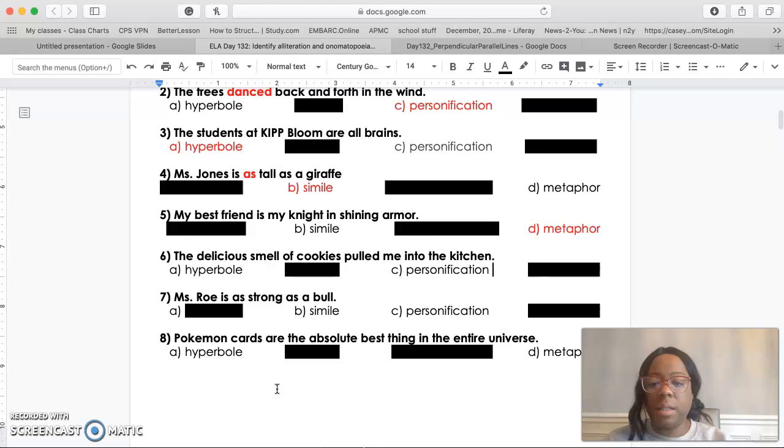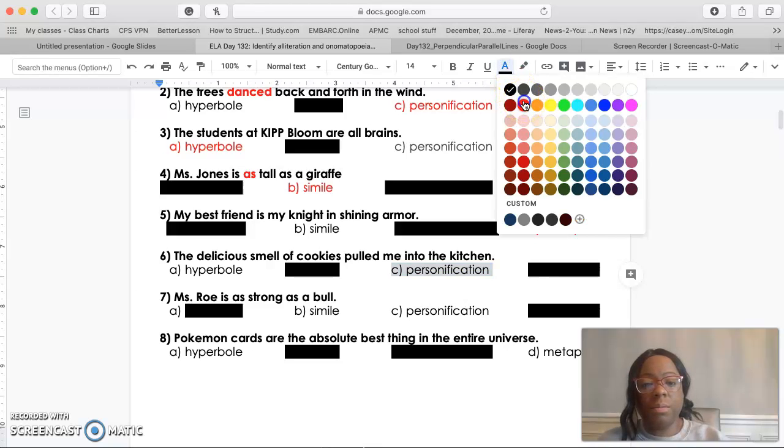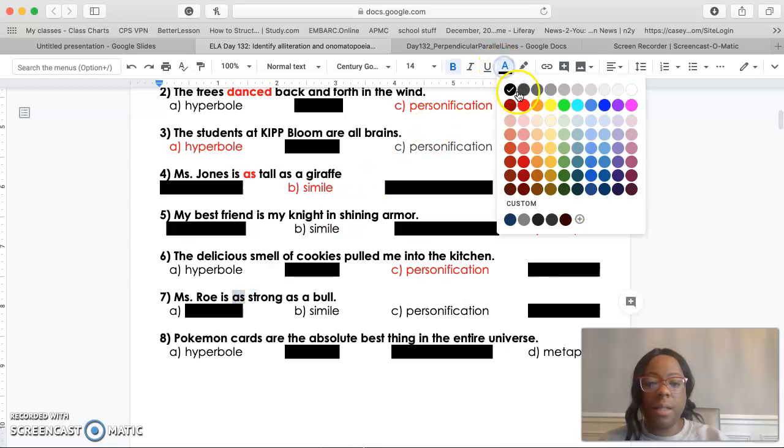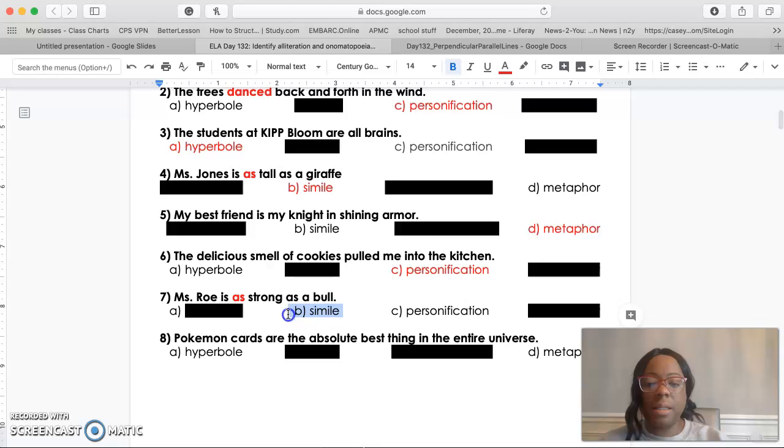Now, number 6, the delicious smell of cookies pulled me to the kitchen. The smell pulled me to the kitchen. I think that's a personification because only a human can pull you. So I'm going to make it personification. A smell can't actually pull you. 7, Miss Rowe is as strong as a bull. I see as 2 different times in that statement. So I know that it is a simile.